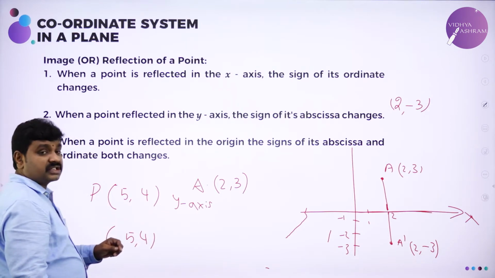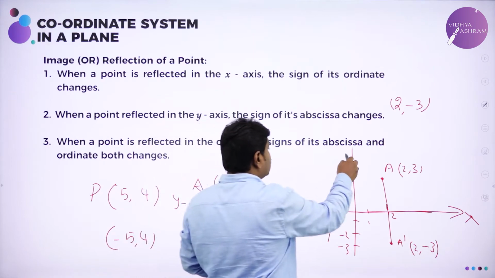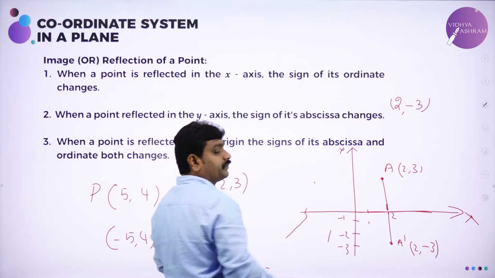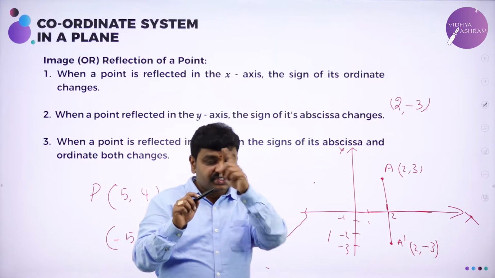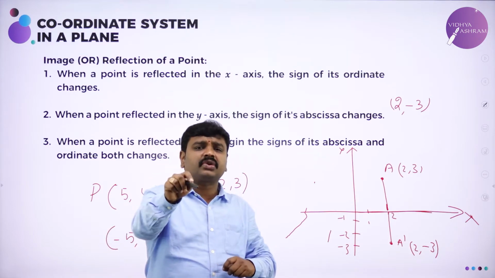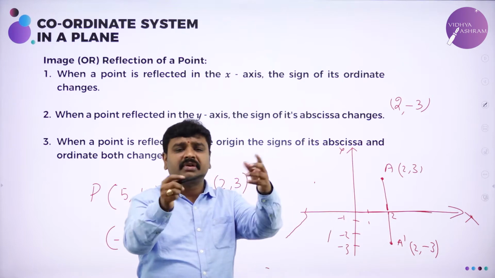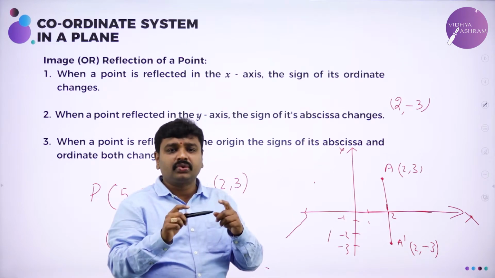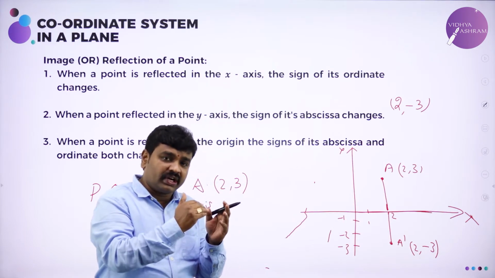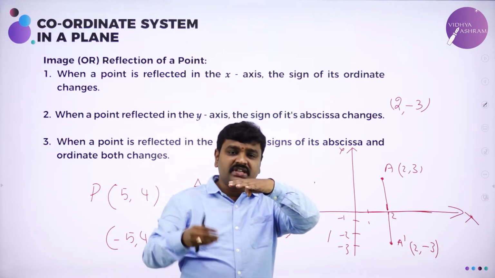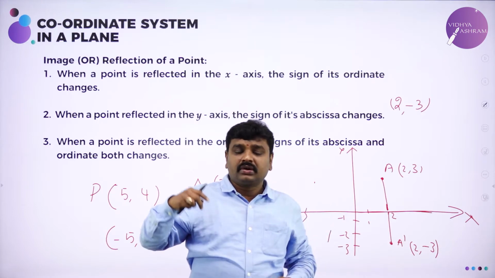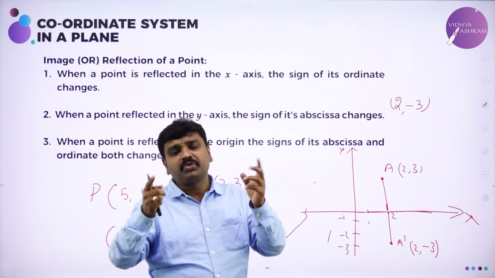Image with respect to the y-axis means the y-axis acts as a mirror and the image comes here. For the image with respect to the x-axis, you must change the y sign. For the image with respect to the y-axis, you must change the x sign, that's all. What we need to do: change the sign of the x coordinate if you want the image with the y-axis. If you want the image with respect to the x-axis, change the sign of the y value.